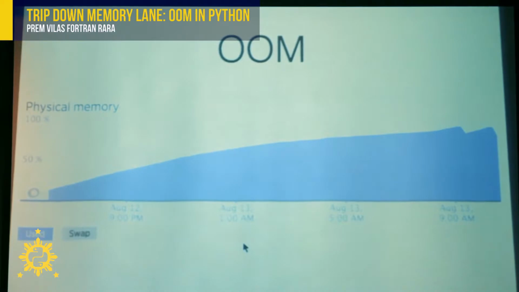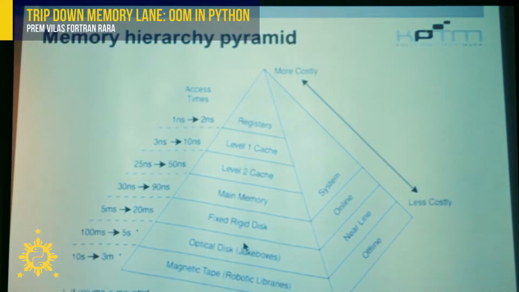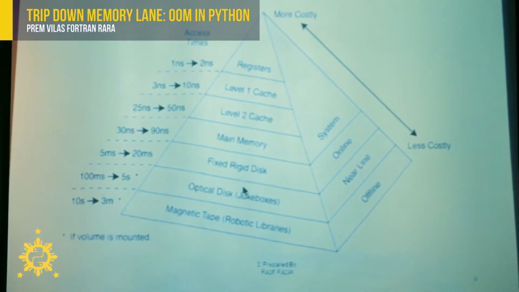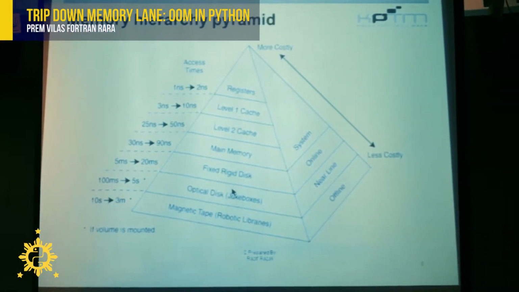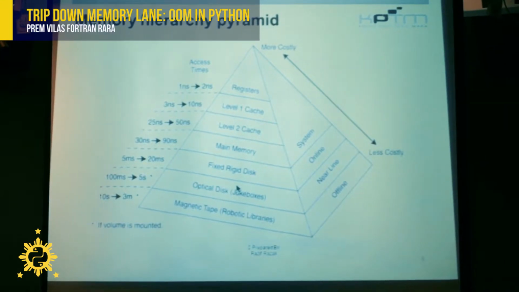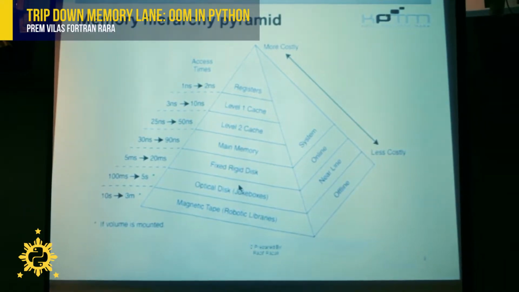So why is swapping very bad? This is a pyramid. You can see as you go to the top, the access time goes down, so it's faster as you go up. And in terms of cost, as you go down, it's less costly. Then if you compare hard disk versus RAM, you can see a big difference, okay? Hard disk access time is 5 milliseconds to 20 milliseconds, compared to main memory or your RAM, 30 nanoseconds to 90 nanoseconds, okay? So that's why you don't want to be swapping, okay?